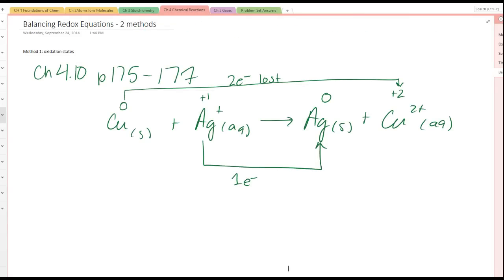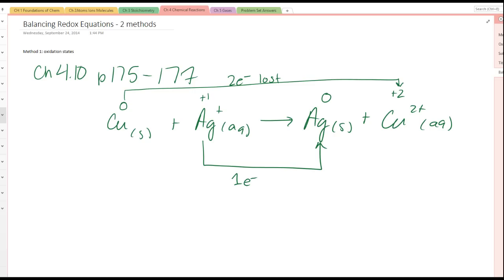Okay, so this is one of the two methods for balancing redox equations. This is using oxidation states, and this is going to seem pretty intuitive, probably, just because it is. The second method we'll get into more when we get further into electrochemistry, because we're going to talk about half reactions, balancing by the half reaction method or using electrons. But let's just stick with the easier thing for now.